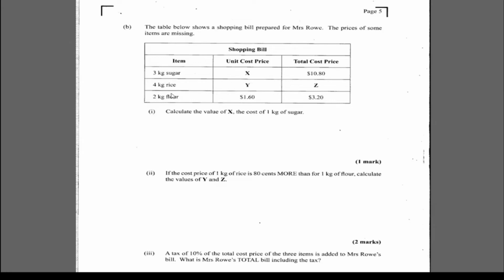Well, she bought 3 kilograms of sugar, 4 kilograms of rice, 2 pounds of flour. She buying a lot of sugar. She buy more sugar than flour. That's crazy. But let's continue with the question.